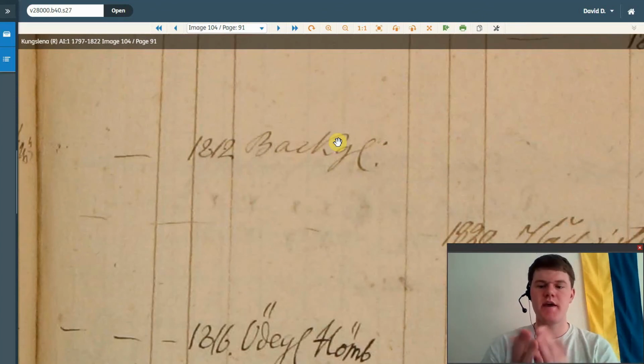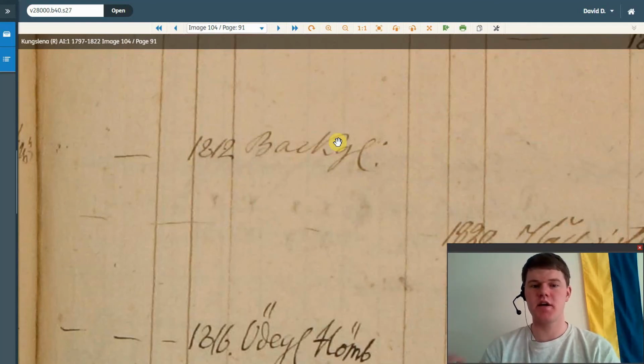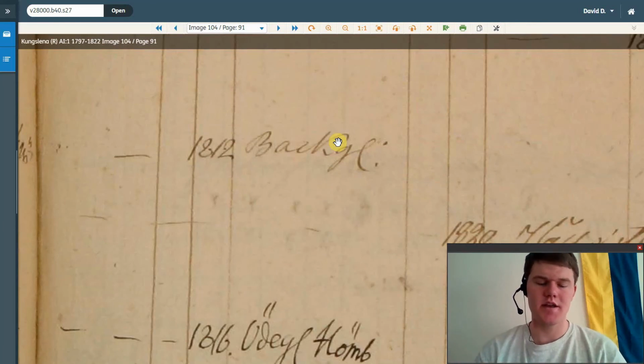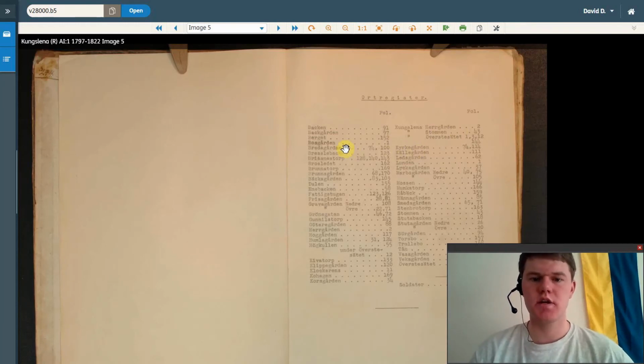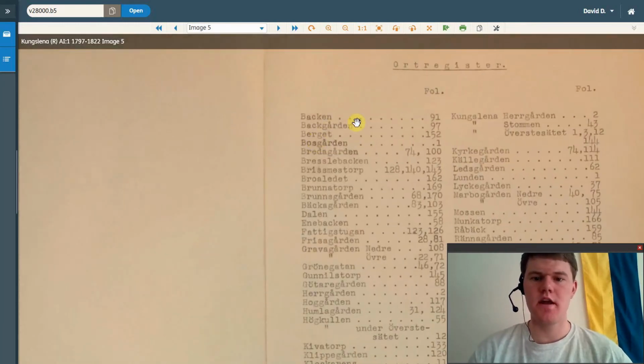So I'm flipping through the pages of this book. Since it's digital, it's a little hard to see what I'm doing, but you can imagine that this is page 91 of this book. I'm going to flip to the very beginning of this book and look at the index. Okay, here we go. Here is the index for this book, and there it is right there, Bäck Golden.